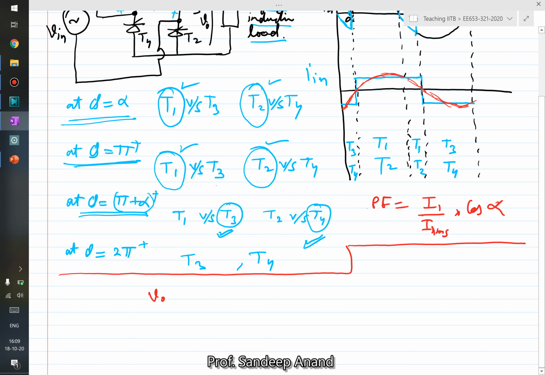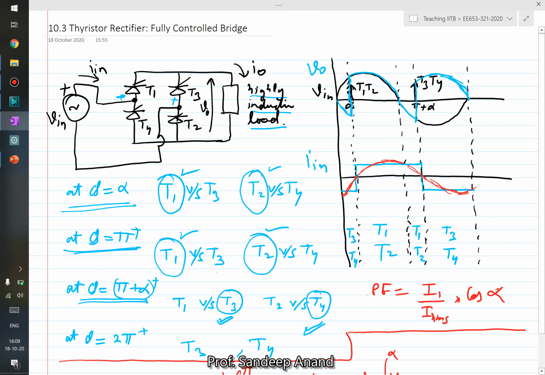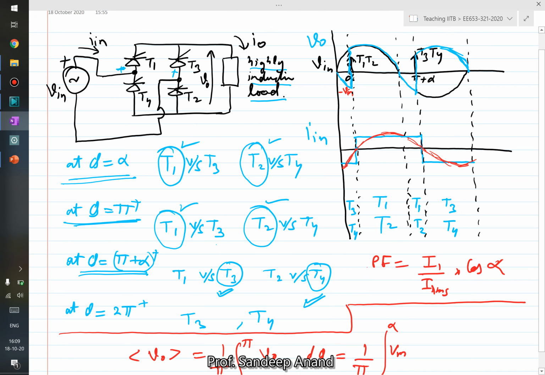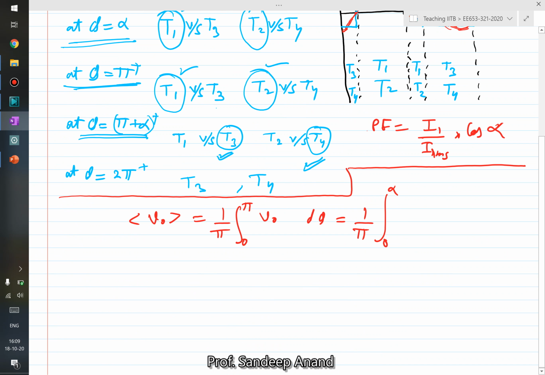You can still write the expression for average output voltage, which is 1 upon pi integral 0 to pi Vm sine theta d theta. You can split this integral into two, 1 upon pi integral 0 to alpha. Sorry, this is VO, the instantaneous value. So you understand that VO would be equal to minus Vin during the period 0 to alpha. So let's first write in terms of Vin: minus Vin d theta, plus 1 upon pi integral alpha to pi Vin d theta.